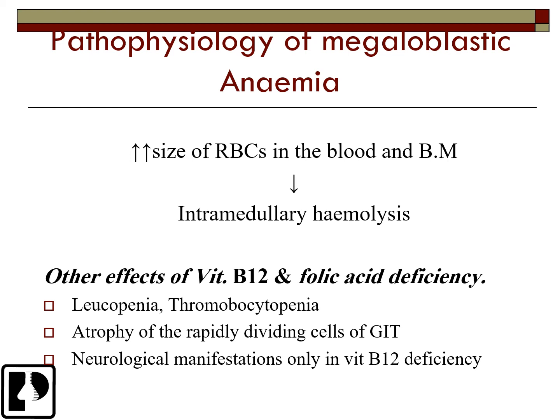With vitamin B12 and folic acid deficiency, we will have leukopenia and thrombocytopenia, atrophy of the rapidly dividing cells of the GIT, and neurological manifestation only in vitamin B12 deficiency. Why leukopenia and thrombocytopenia? Because we don't have folic acid and vitamin B12 for DNA synthesis, so all elements of the bone marrow will be inhibited from being synthesized. Atrophy of the rapidly dividing cells of the GIT, because the DNA inside these cells will also not be synthesized.